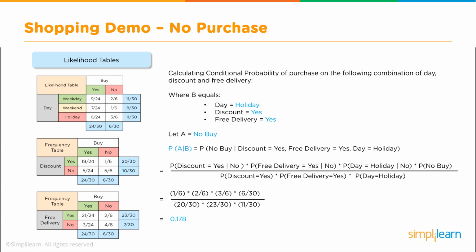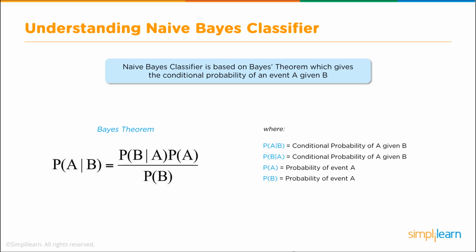And our B we're going to set equal to: is it a holiday? Did they get a discount? Yes. And was it a free delivery? Yes. Before we go further, let's look at the original equation. The probability of A if B equals the probability of B given the condition A times the probability of A over the probability of B occurring. Now this is basic algebra, so we can multiply this information together.